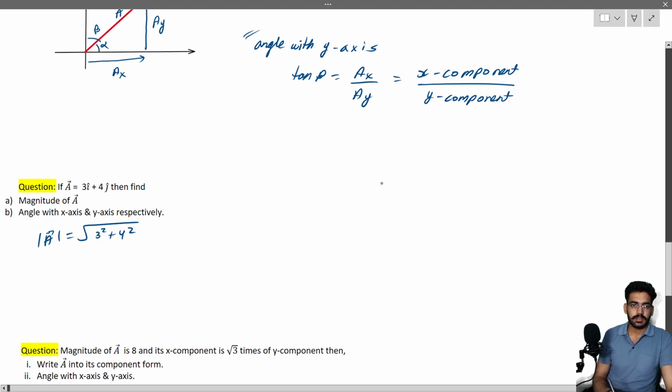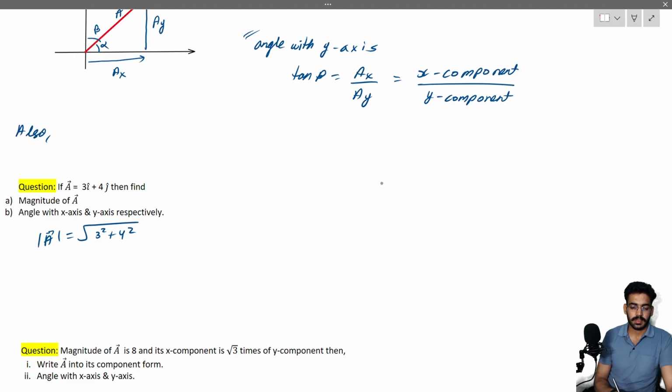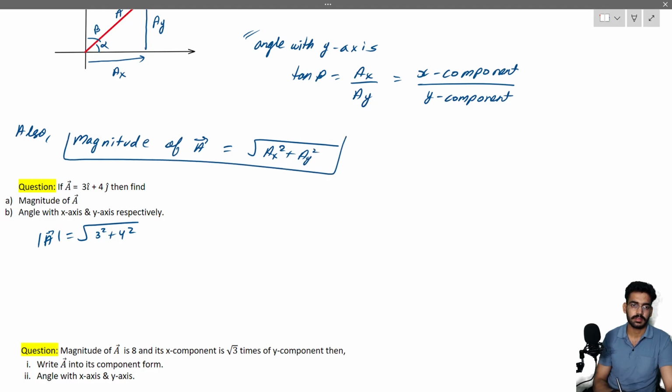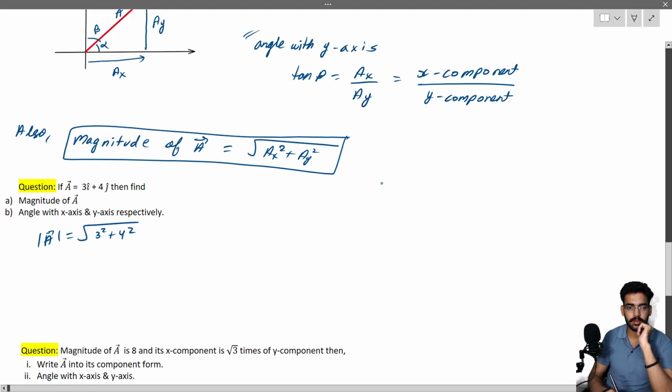So let's write that down here also. So also I can say the magnitude of A vector is equal to under root of ax square plus ay square. This you can remember, okay. So here I can apply that formula, and it came 5, okay.